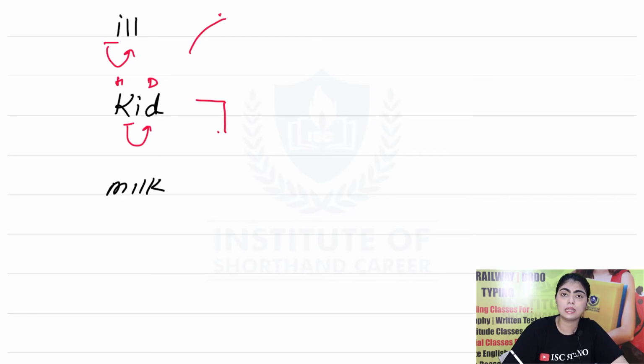And the last is milk. M, L and K. I is placed on L's third position. That means first, second, third before L. It's placed over here. This is milk.